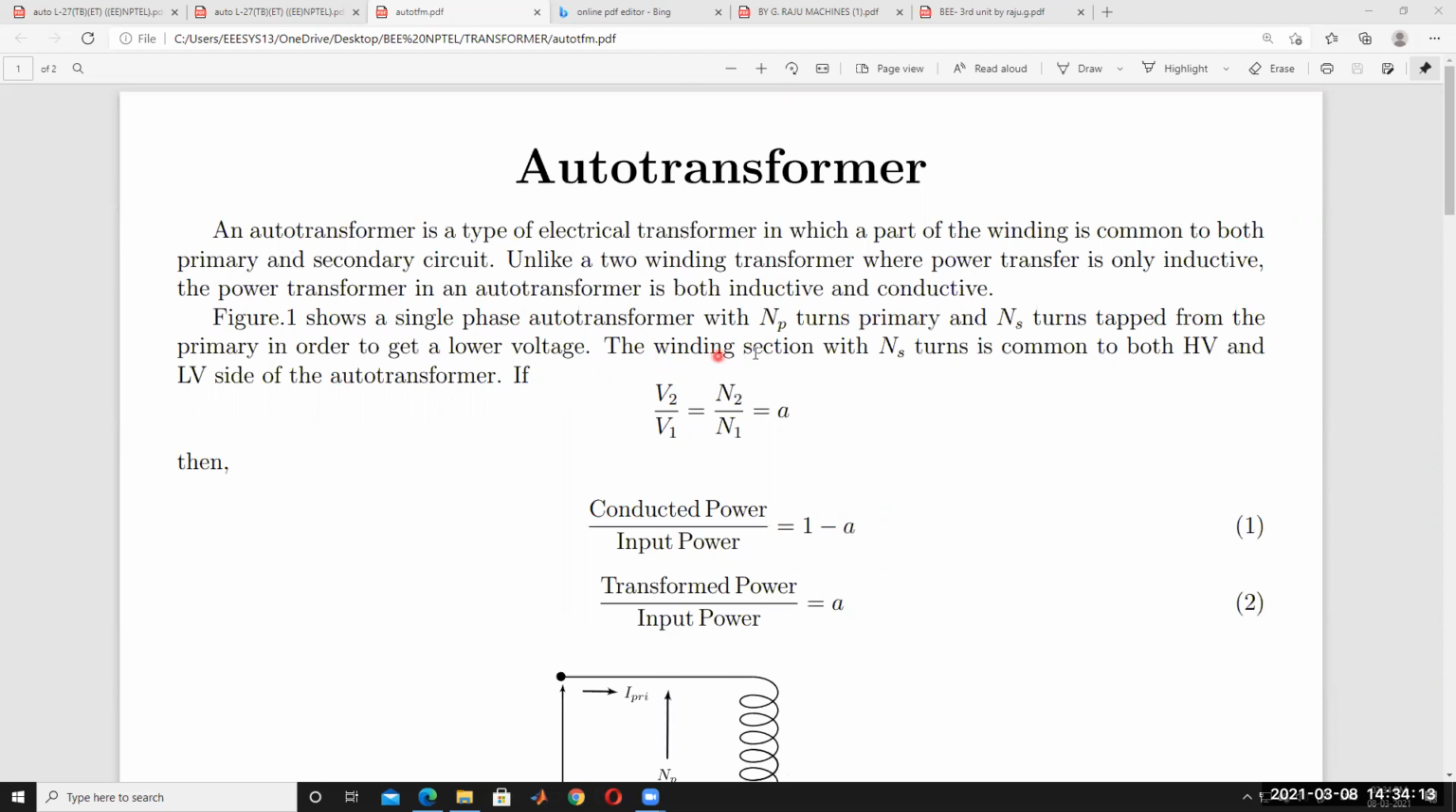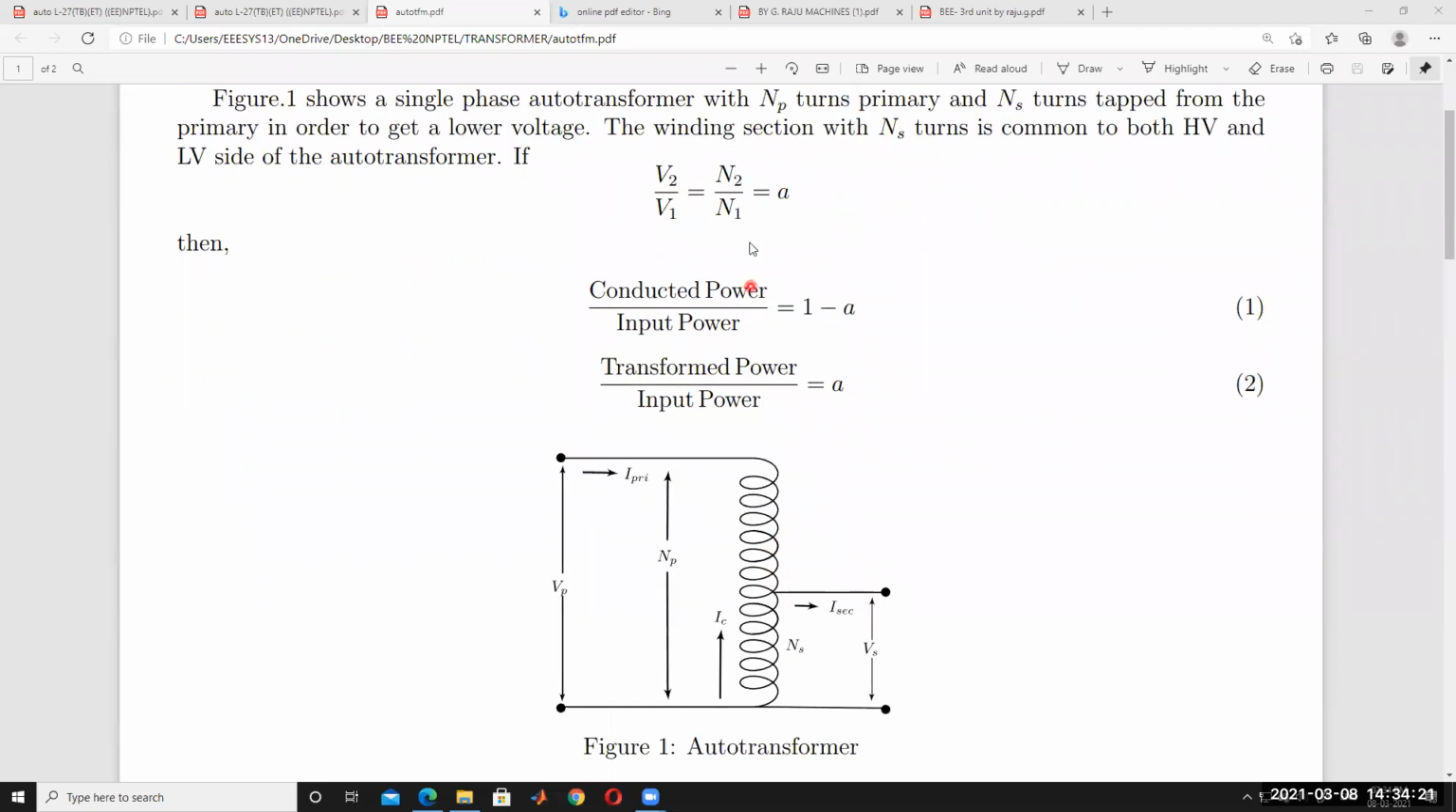So in this two winding section, NS turns are common to both the high voltage and low voltage winding of the transformer. The winding section NS is common to both the primary and secondary winding.